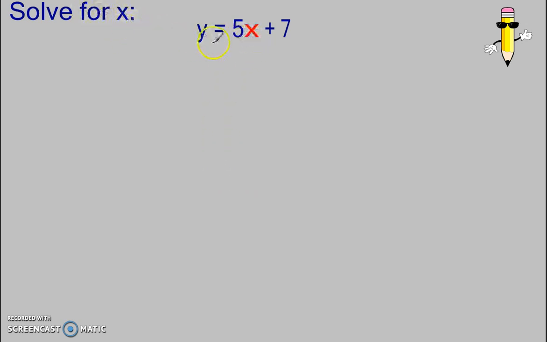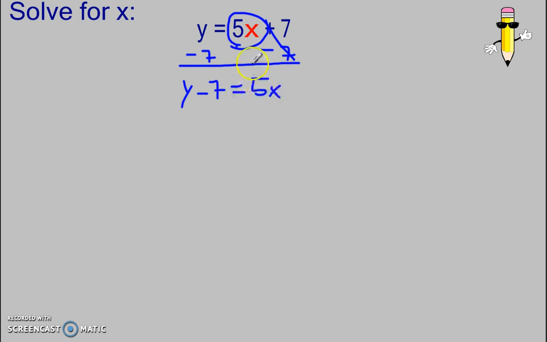Solve for x. To solve for x, we want to get the variable term by itself first. Subtract 7 from each side. This cancels out. We get y minus 7. Since we can't actually subtract that, we just write them next to each other. If they're unlike terms, just write them next to each other.